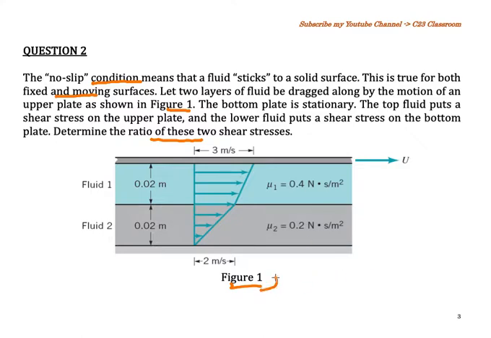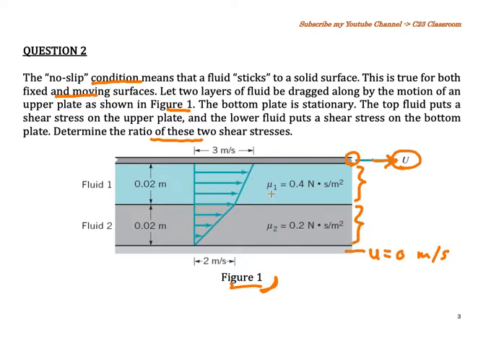So in figure 1 here, we have two plates. We have a fixed plate here, which means U is equal to 0 meter per second, and the top plate here is pulled by a certain velocity, capital U. And in between these two plates we have two types of liquid.